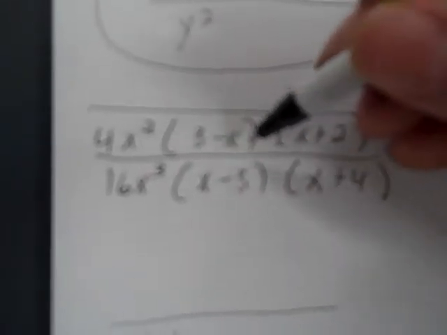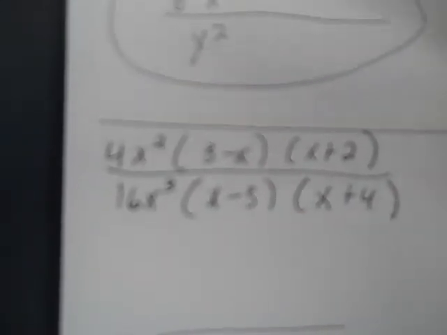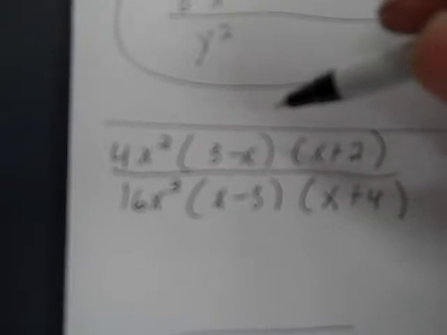Now let's look at our parentheses factors. Okay, I have 3 minus x. Do I have that on bottom? Well, I have x minus 3 on bottom. It's the same two terms, but the subtraction's reversed. If the subtraction is reversed, here's what you need to do.